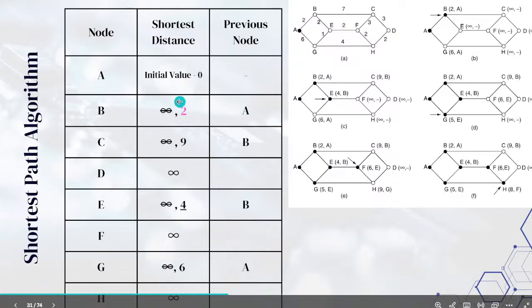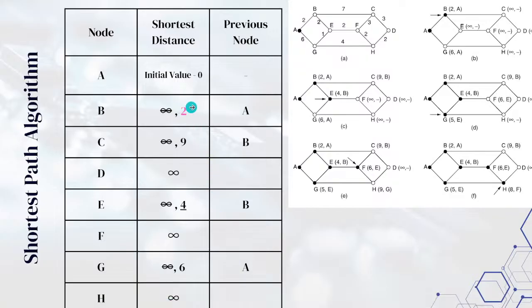Now, if I consider the overall table, I come to know that to reach B there is no other node which gives a shorter path. So I froze that point. 2 is the shortest distance from A to B, so I froze it.